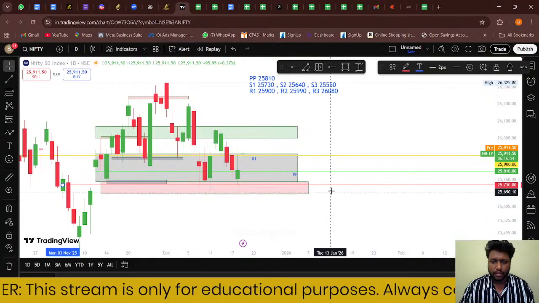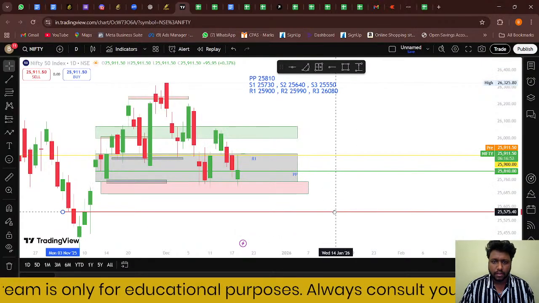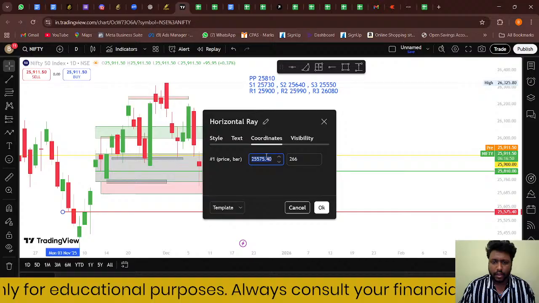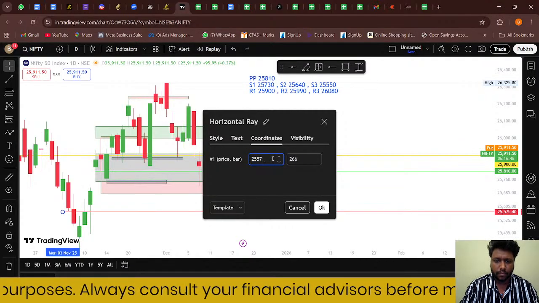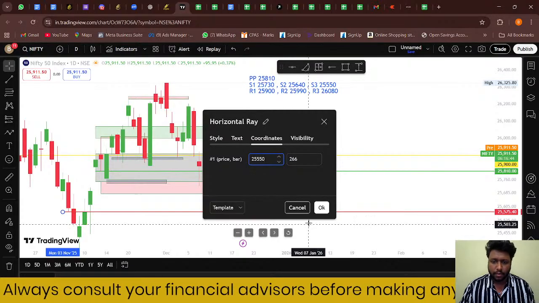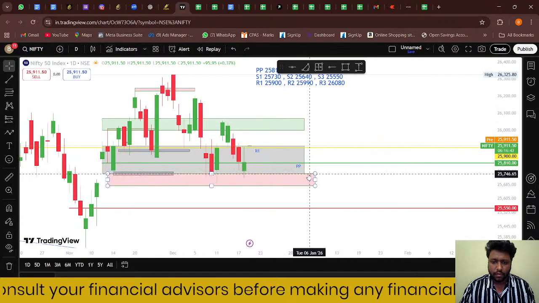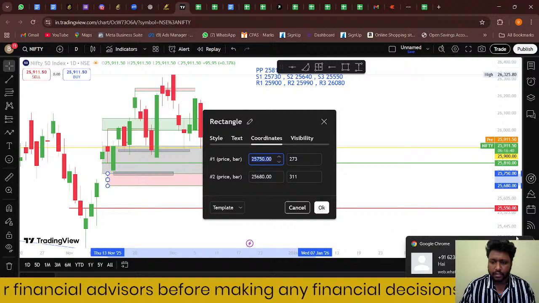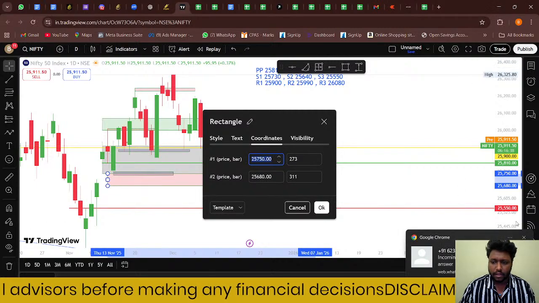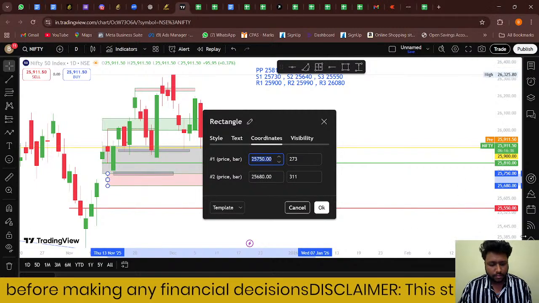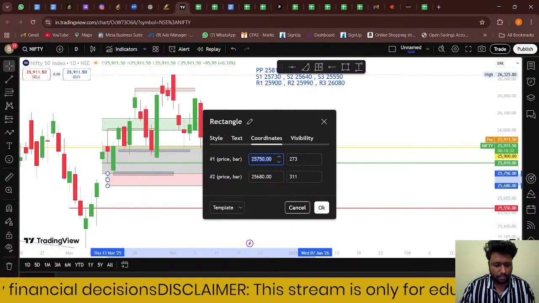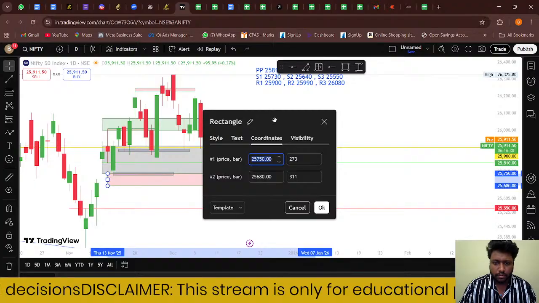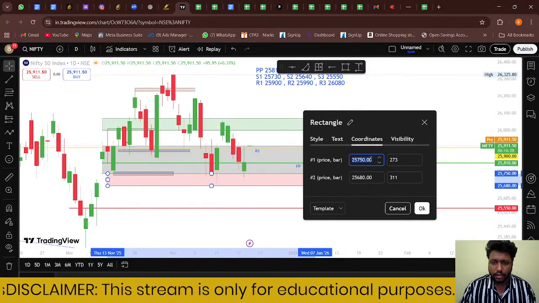This will be the, no, 25,550. This is our third support. And with respect to the bearish zone, if we see 25,000.